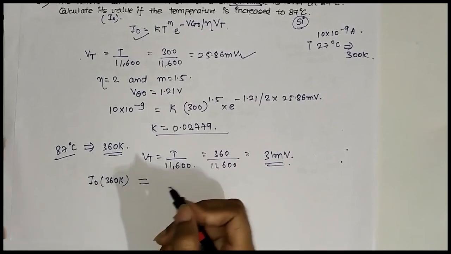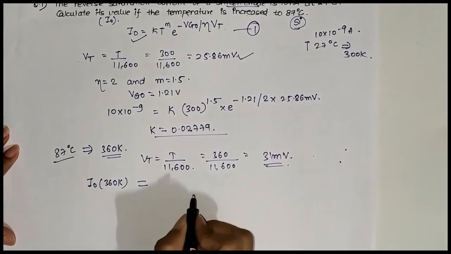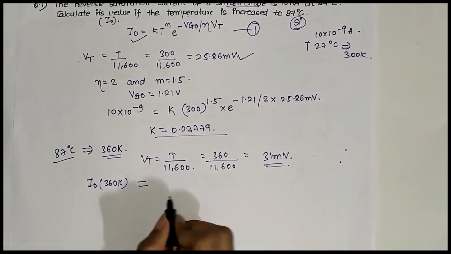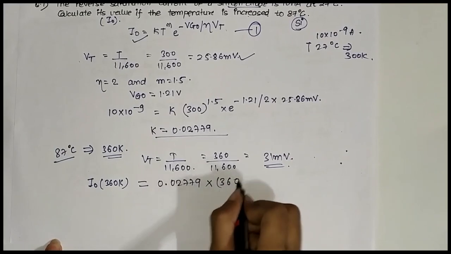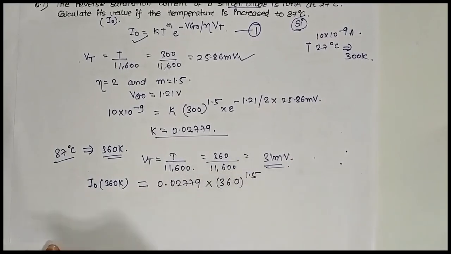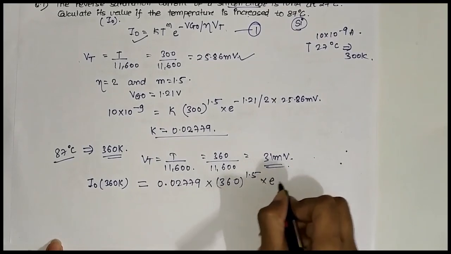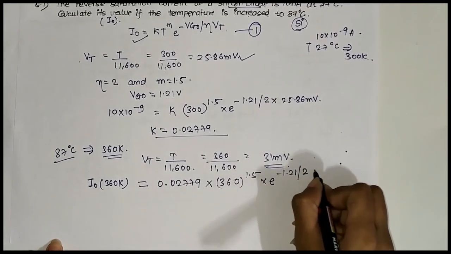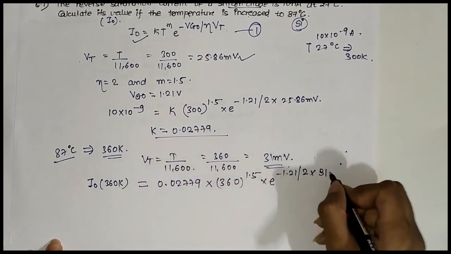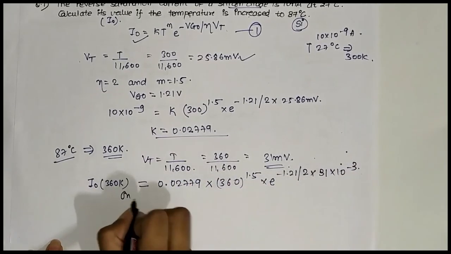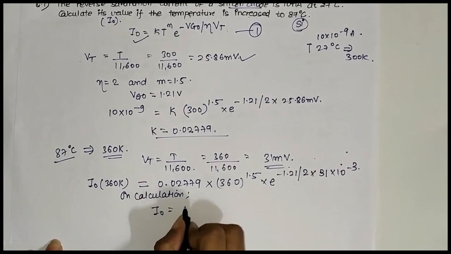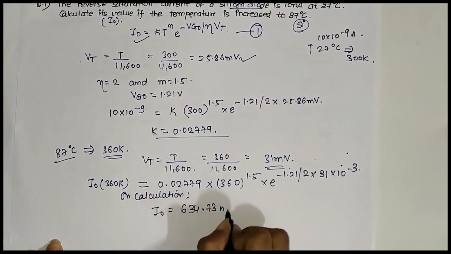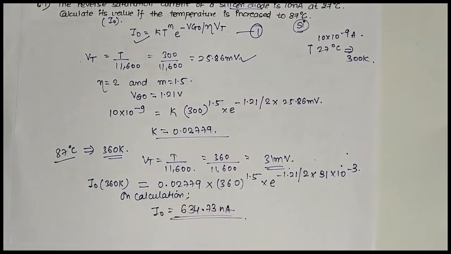Again writing into the formula, the value of K as we studied is independent of temperature, so it will be 0.02779 into T, which is now 360, raised to 1.5, as we are still considering the silicon diode, into e raised to minus 1.21 upon 2 into Vt, which changes to 31 into 10 raised to minus 3. On calculation, we get the value of I0 equal to 634.73 nanoamperes. This is how we have calculated the value required at 87 degrees Celsius.